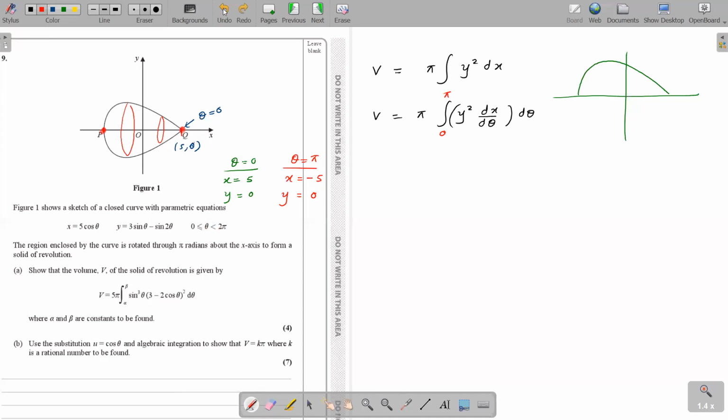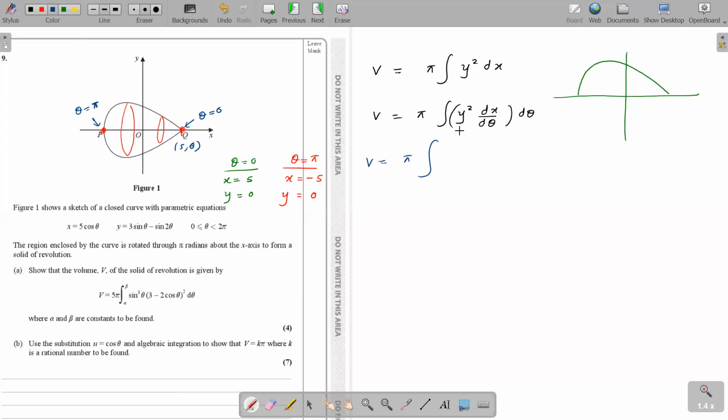We'll input our limits at the end. You know what? It can be pi to 0 also. Shall we input our limits at the end? At the end of the day, we know that this is theta equals pi. So we know that the limits are going to be in between those two. Your graph is going to come in between 0 and pi. So we'll input those two limits at the end. Shall we input the values now?